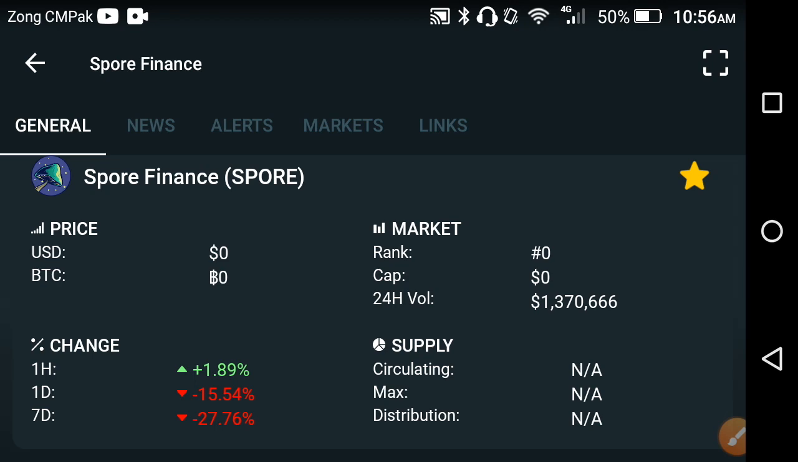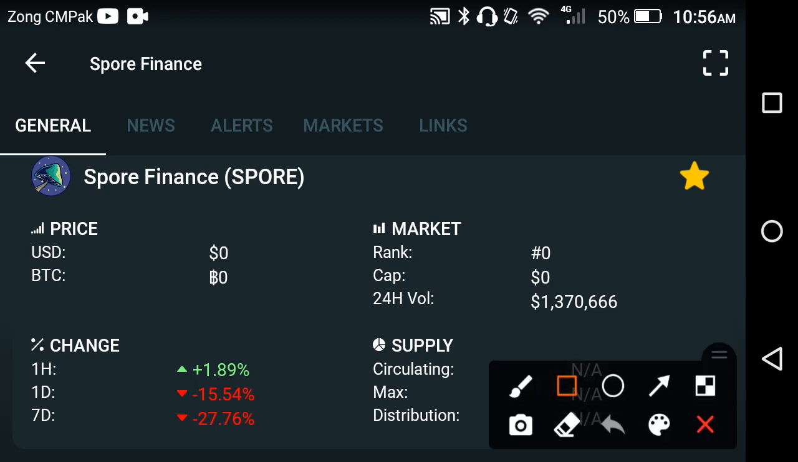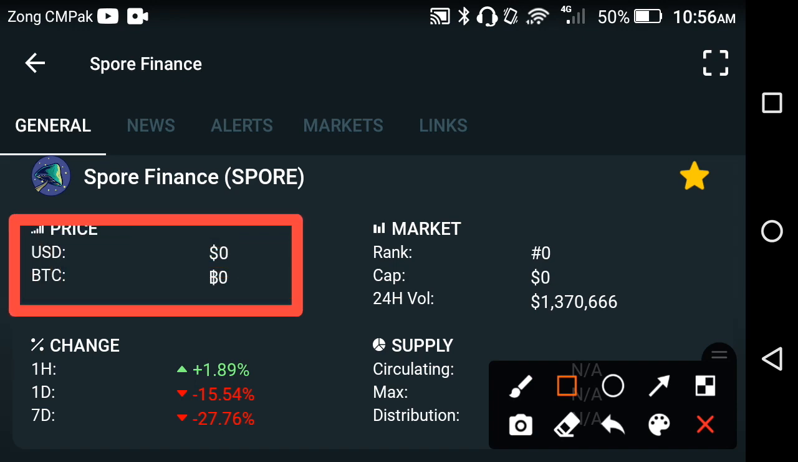The current price of the Spore finance is still zero. That doesn't mean that the price of the Spore finance is zero, friends. That means that the Spore finance price is very low. That is why the price of the Spore is showing zero here. But don't worry, I will show you the price of the Spore finance.